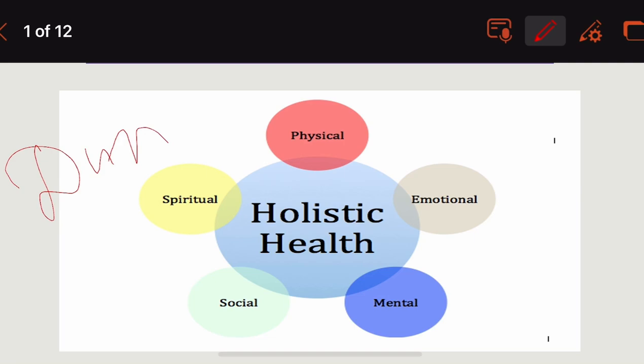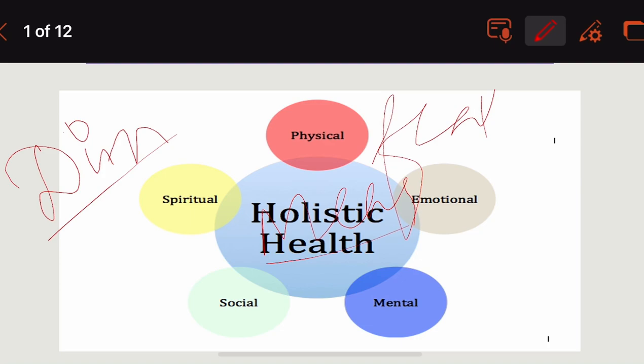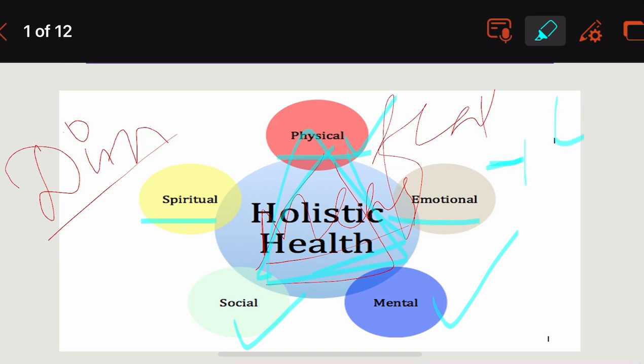What are the dimensions? Dimensions are nothing but the features which comprise the health, or by which you're measuring the health. The measurement of the health can be done in various aspects. The most important is this triangle, that is physical, social and mental. These three are the important ones. Along with that, we have spiritual, emotional, and additional to that, environmental, vocational, cultural, and so on, which we'll be discussing in the upcoming slides. I hope it's clear, guys.